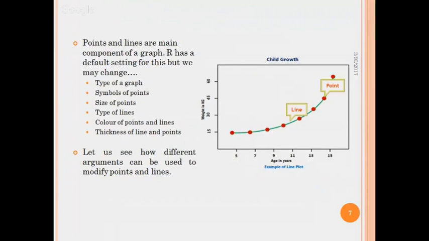You can make changes in the line type. Right now it is a solid filled line in your graph. If you want to show it as a dotted line, or as a dashed line, all these kinds of changes I can do.